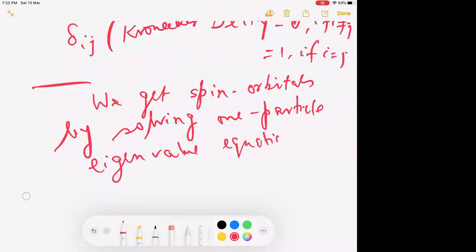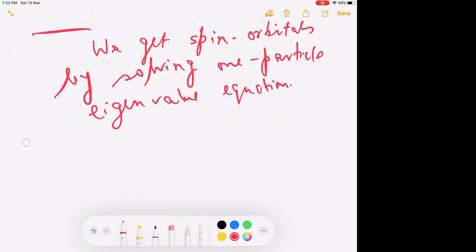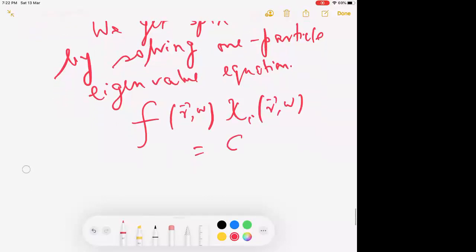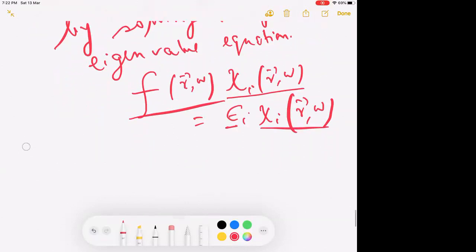So you now get the spin orbital exactly like this. Let me write the one particle equation, which has a one-particle operator, f of r comma omega, acting on chi of r comma omega, equal to an energy multiplied by chi of r comma omega. So this is a one electron operator. It acts on a spin orbital to give you a number times the spin orbital. These kinds of equations, for those who are not aware, are called eigenvalue equations in mathematics.